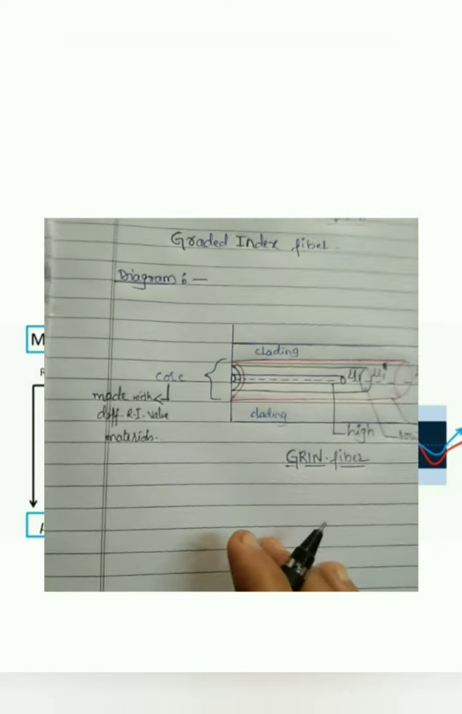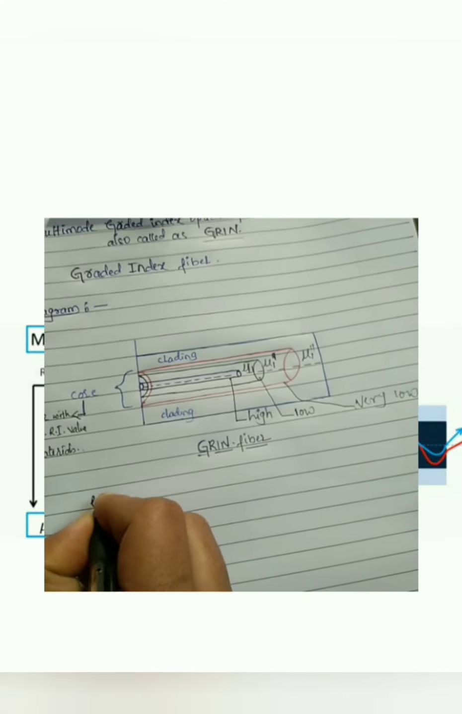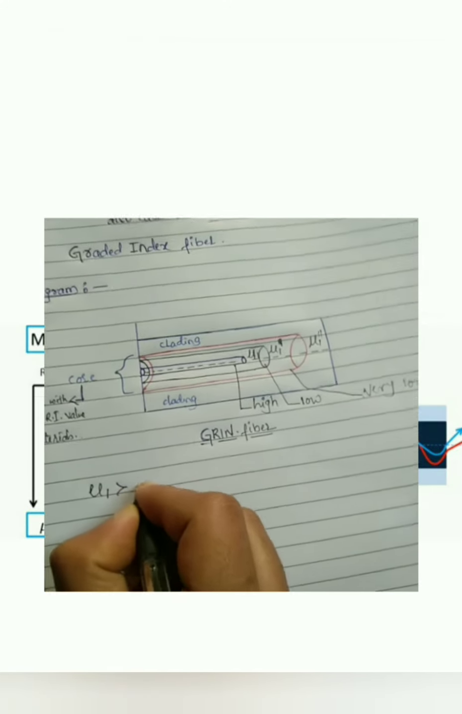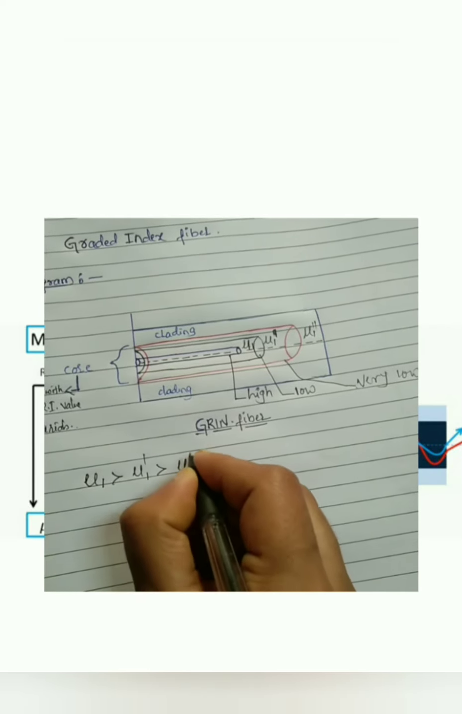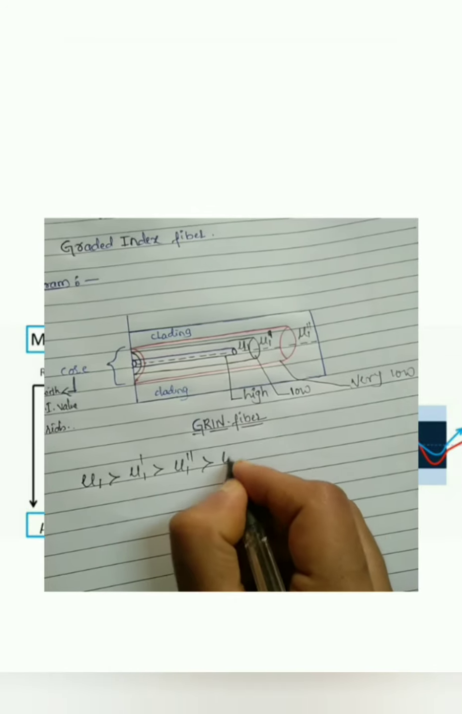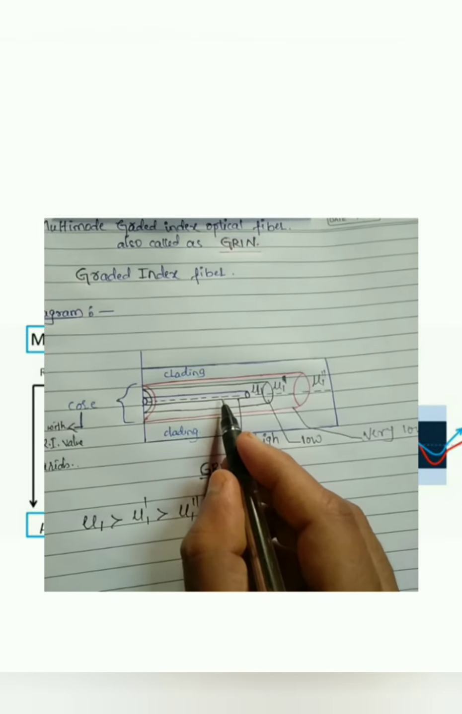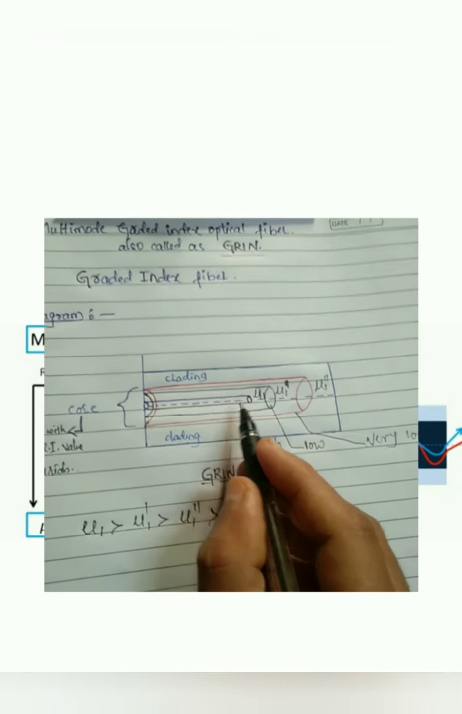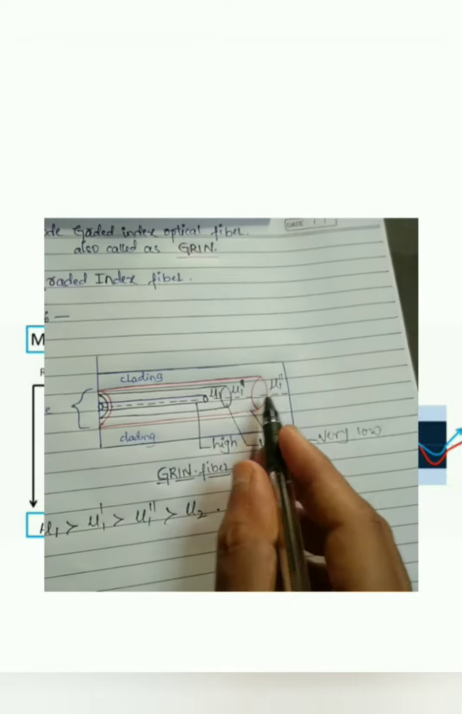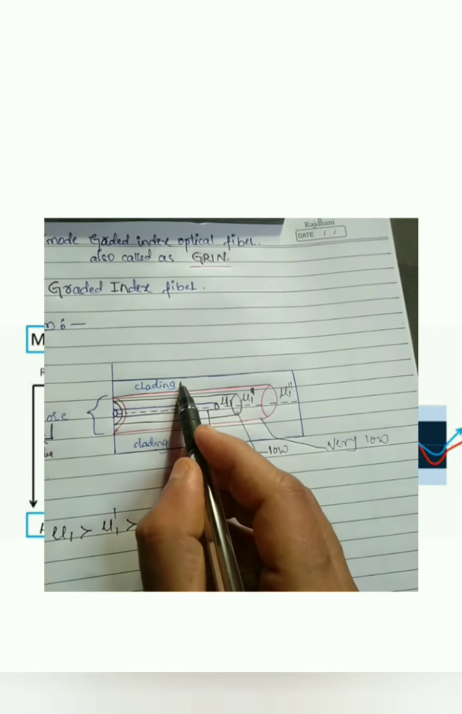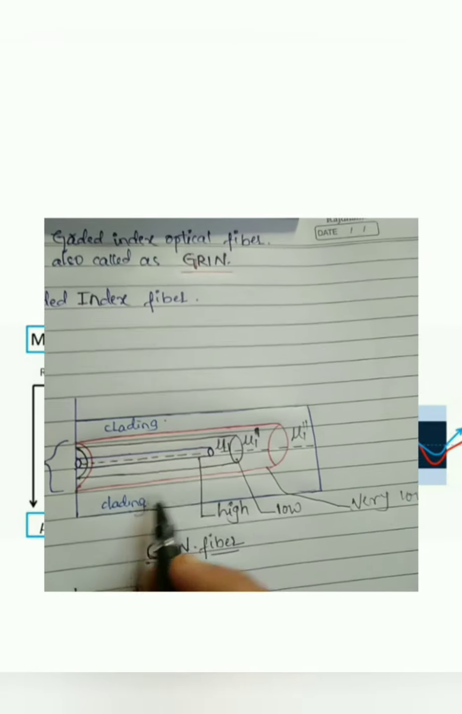Then easily we can write that mu1 is greater than mu1 dash, which is greater than mu1 double dash, which is greater than mu2. Yes, no? The first layer has a high refractive index. The second layer is quite less. The third layer has a very low refractive index. The above one is called cladding, and the below one is again cladding.